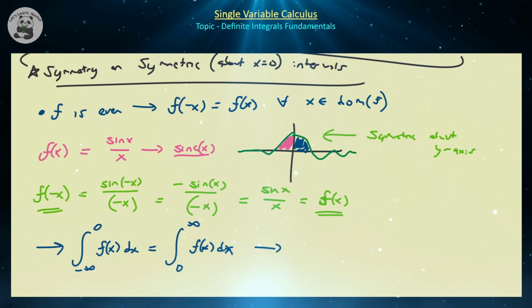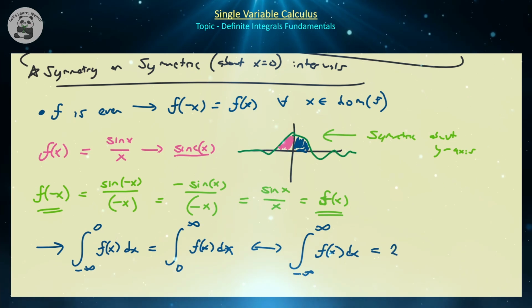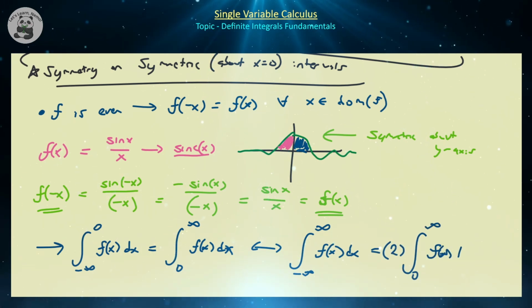And you can also say that the integral from minus infinity to infinity, the entire thing, can be found by just doing 2 times the integral of one of those halves. Here I'm choosing 0 to infinity, but you could choose minus infinity to 0 if for some reason you believe that integral is a little bit easier to deal with.